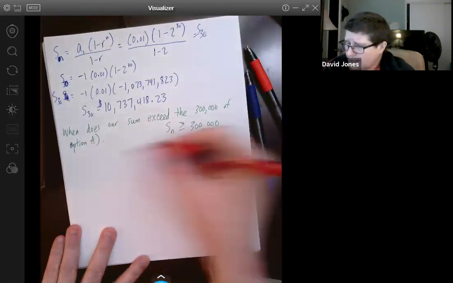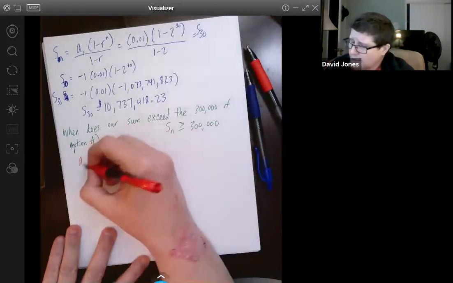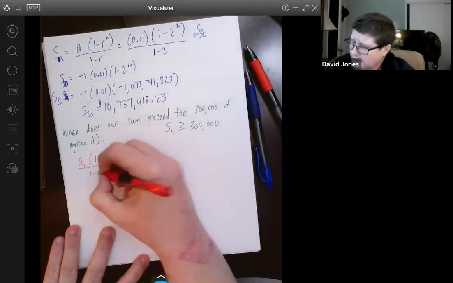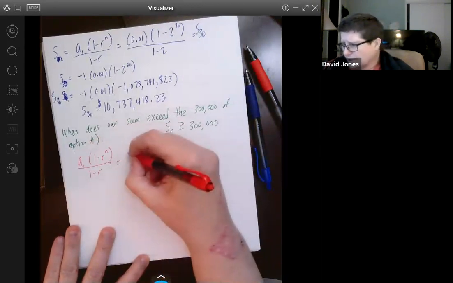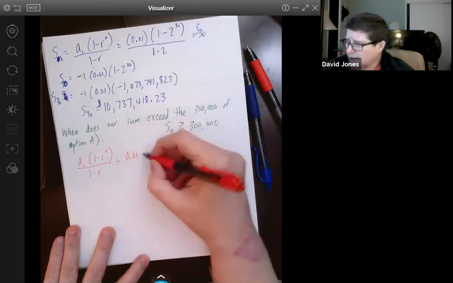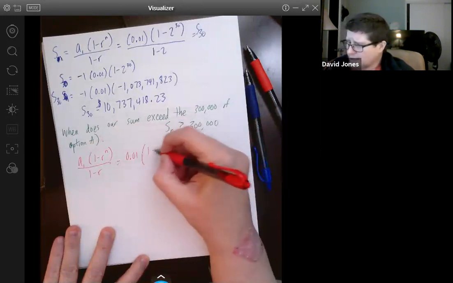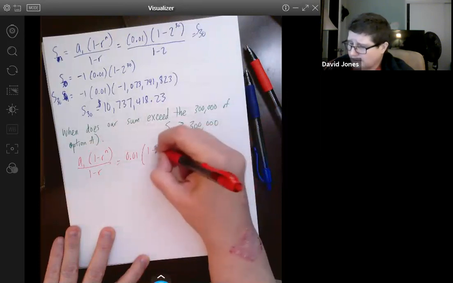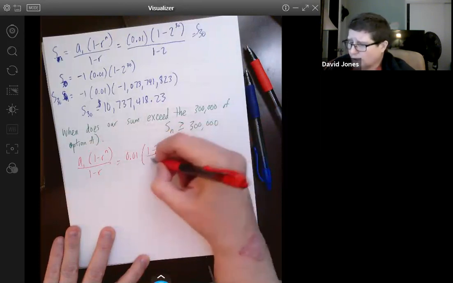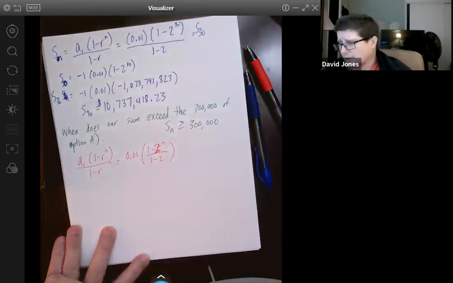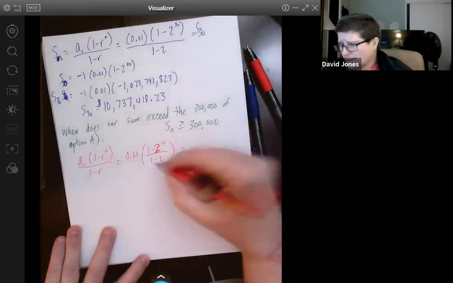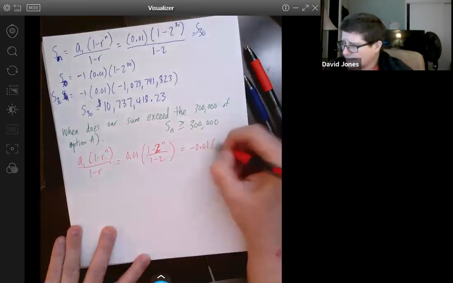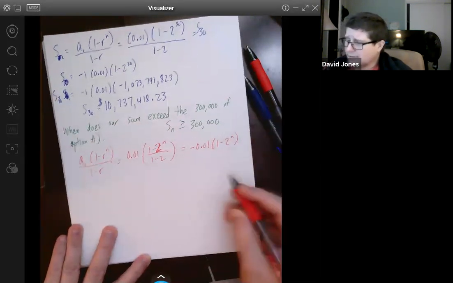So S sub n is a sub 1 times 1 minus r to the n over 1 minus r. And that's 0.01 times 1 minus 2 to the n over 1 minus 2. And the 1 minus 2 is negative 1. This is negative 0.01 times 1 minus 2 to the n.